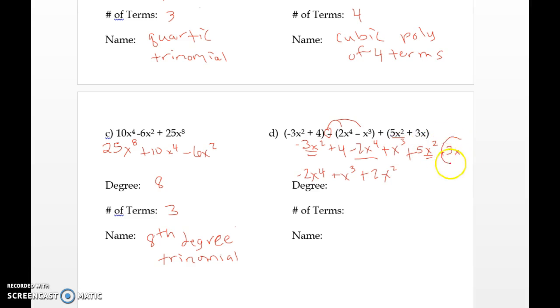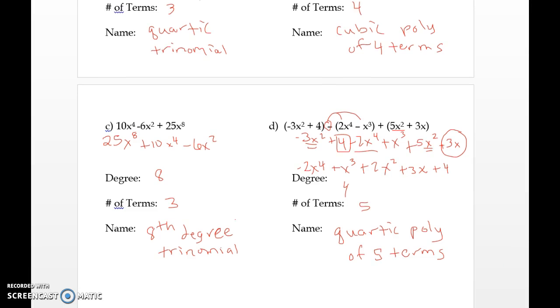Then I have my single x. And lastly, I have my constant. Now, fully simplified, combined all like terms in standard form. Your degree is 4. We have 1, 2, 3, 4, 5 terms. So this would be a quartic polynomial of 5 terms. And that's how we name. Again, you always do degree first, number of terms second.